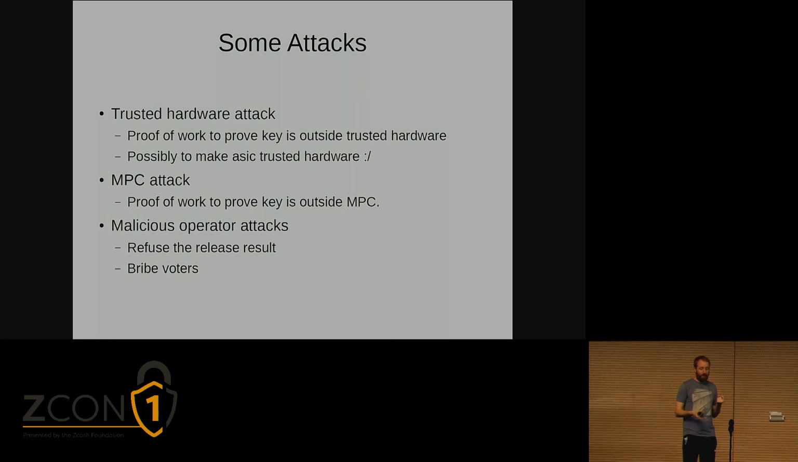But then there's a whole bunch of malicious operator attacks. The operator can still bribe people, and the operator can still refuse to release the result of a vote, and that's a bit of a pain. So I think long term we'll try and make the operator into an MPC. Then 66% of the MPC would need to collude in order to bribe someone. So that's kind of the longer term plan.